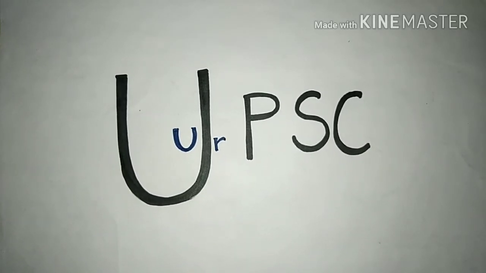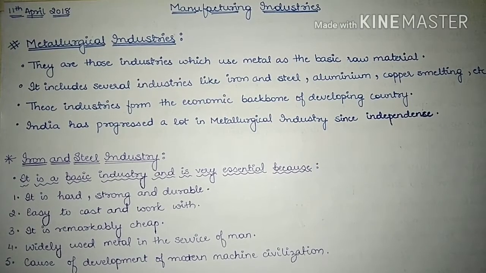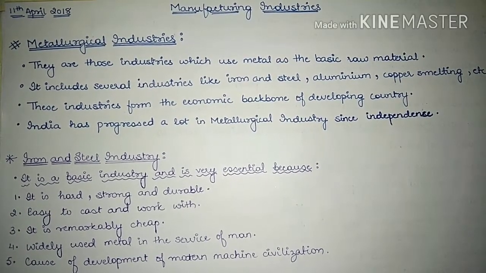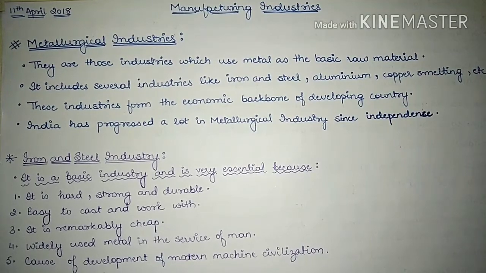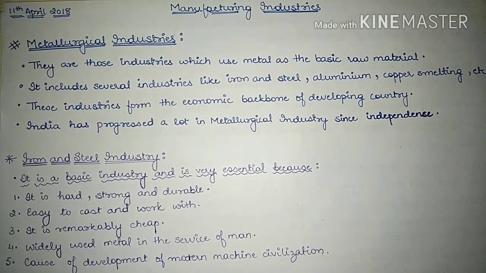Today in Geography of India, we are going to continue with the manufacturing industries of India. And today we will start with the metallurgical industries of India. So let's get started. Metallurgical industries are those industries which use metal as a basic raw material.